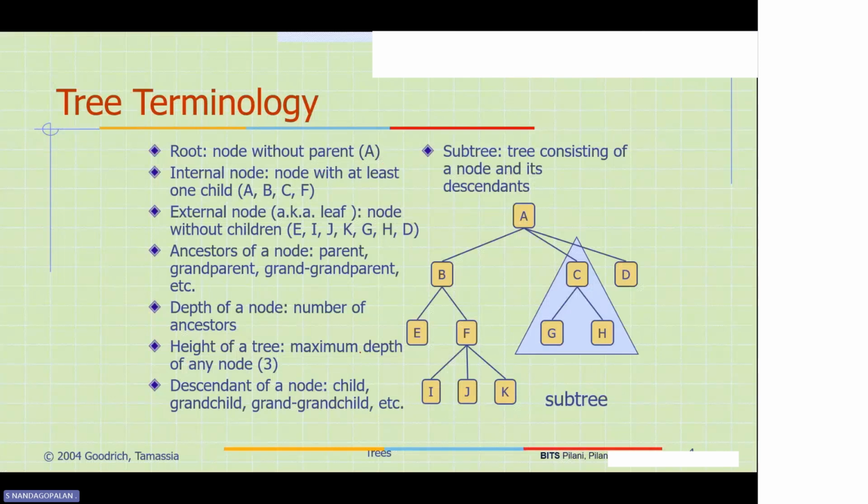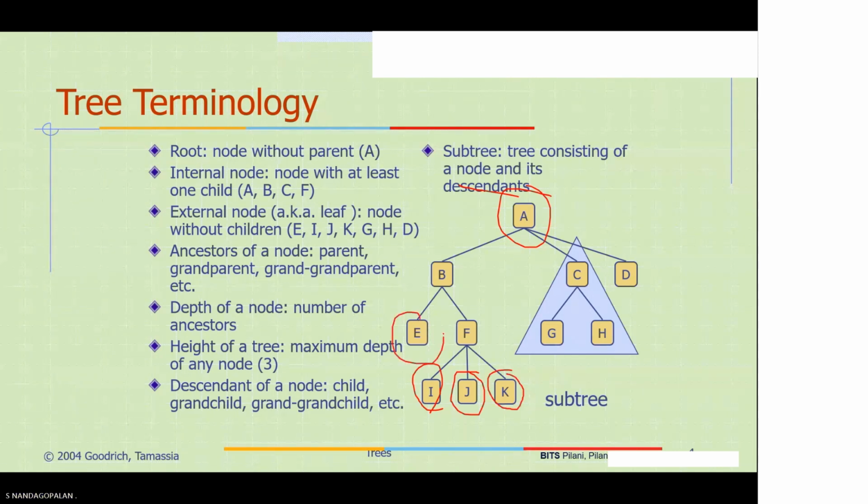Table of contents, I already told you. So these are some of the tree terms. You have the topmost one, as I told you, the root node. See, this is the root node. And internal nodes are nothing but non-leaf nodes. External nodes are nodes without any children. You can see here, they don't have any children nodes.